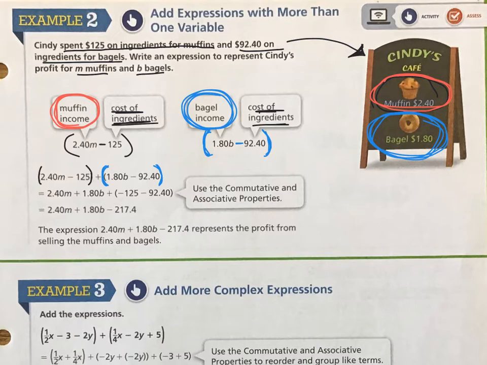What you should notice is that we have different variables. In the first expression, we have an M, and in the second expression, we have a B. We cannot put those terms together. So let's leave the M term alone, and then we're going to leave the B term alone. Next, we want to find out how much did she spend altogether on the ingredients for the muffins and the bagels. So that's this part right here where we combine together the cost for the muffin and bagel ingredients.